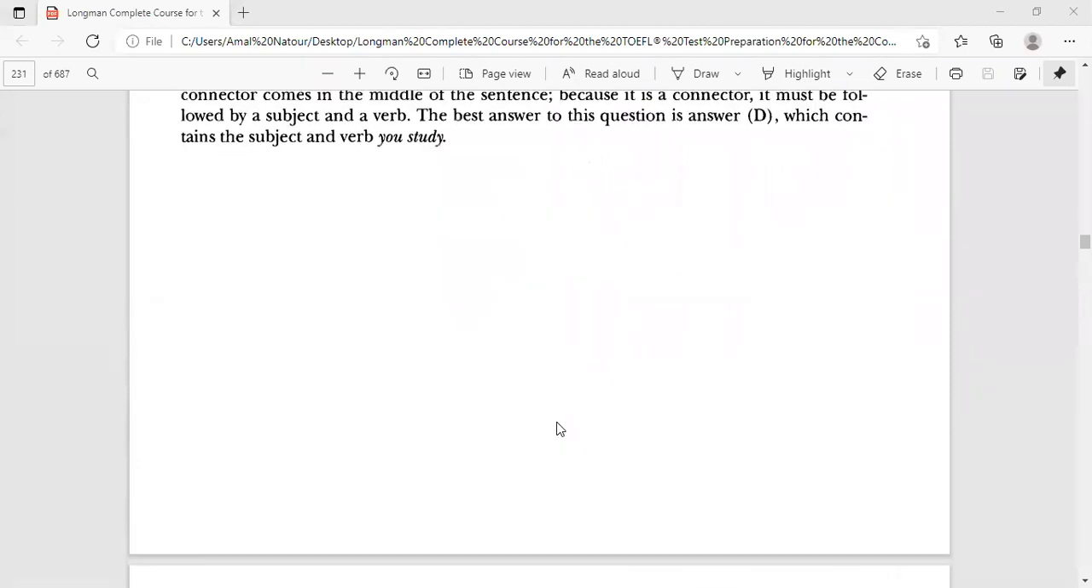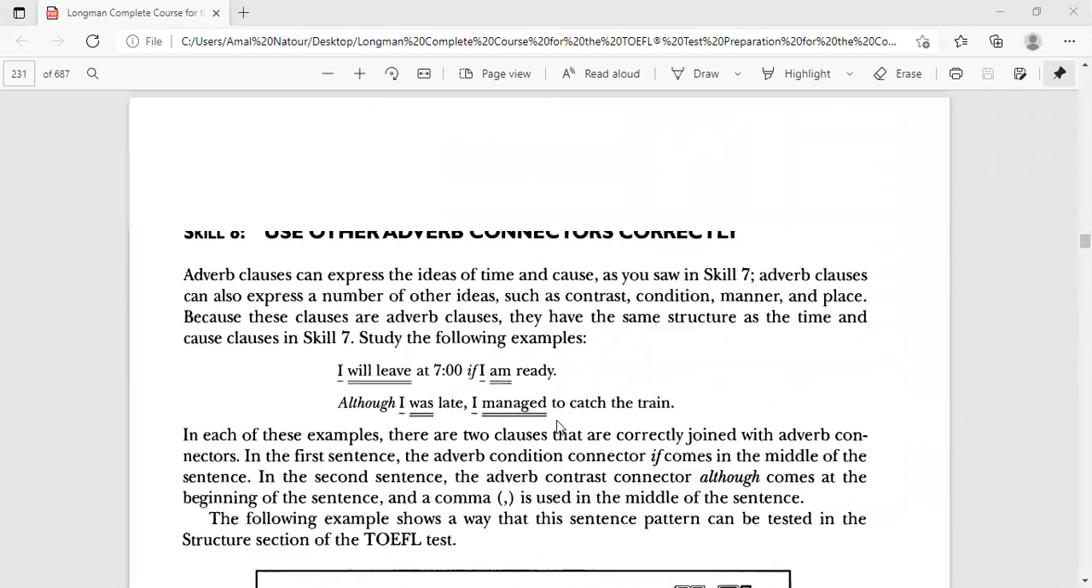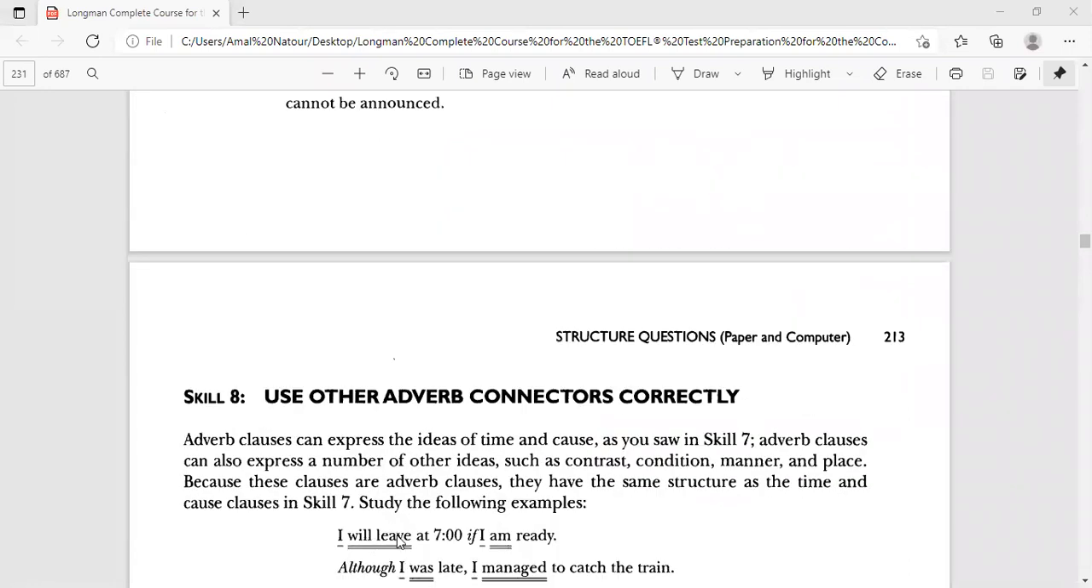If we look at these two examples: I will leave at 7 if I'm ready. Although I was late, I managed to catch the train. In each of these examples, there are two clauses, clause number 1 and clause number 2, that are correctly joined with the adverb connector. Here, the adverb connector is if, and although is the adverb connector here.